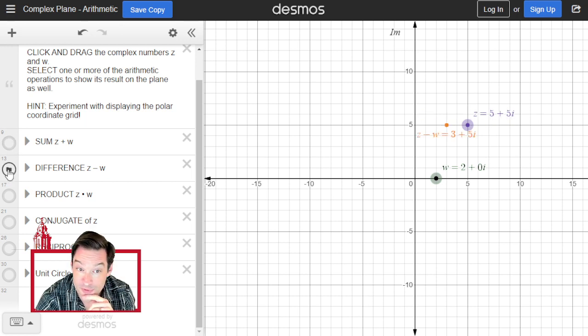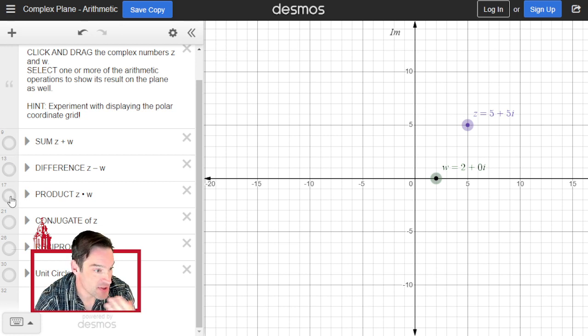You can illuminate the difference. So there's z minus w. You can illuminate their product. So there's the product of these complex numbers. You can look at the complex conjugate of z, because that's a unary operation. W has nothing to do with it, so it's just going to show you the conjugate of z. You can see the reciprocal of the complex number z. And I recommend looking at these one at a time until you have an idea of how these things work.